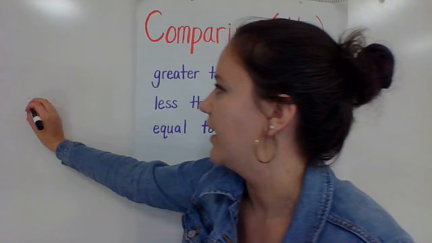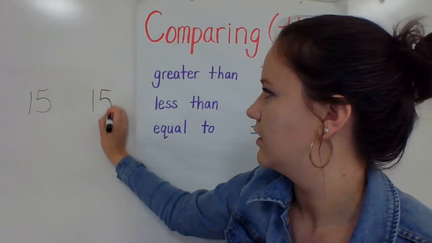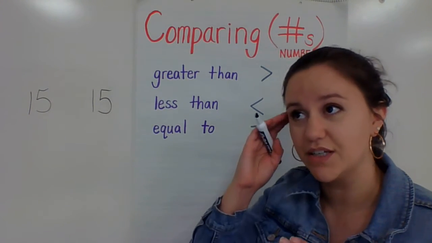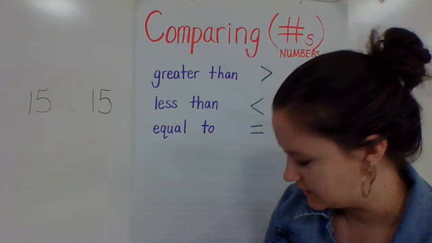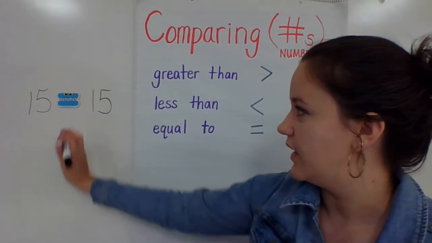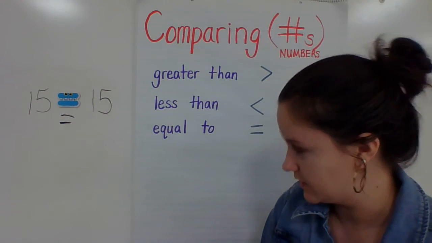And then remember, if I have the same number, so if I have 15 and 15, I hear myself saying 15, 15, that's the same number. So that one is equal to. The alligator mouth doesn't point any specific direction, it's equal. So the same number.